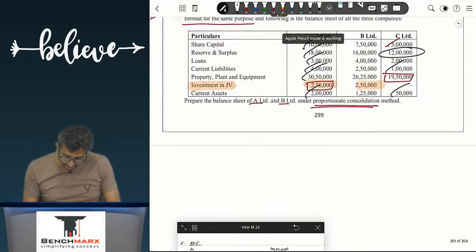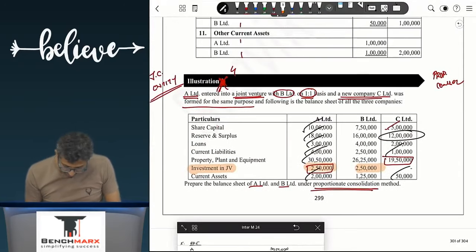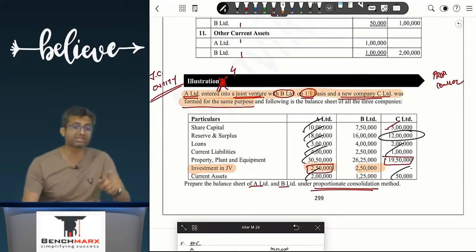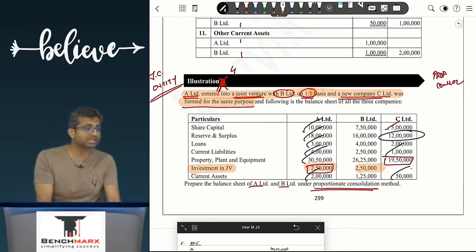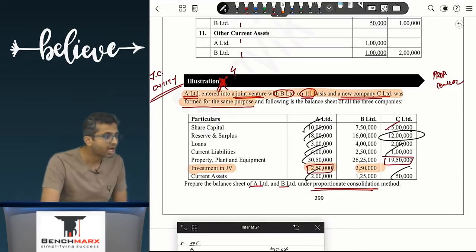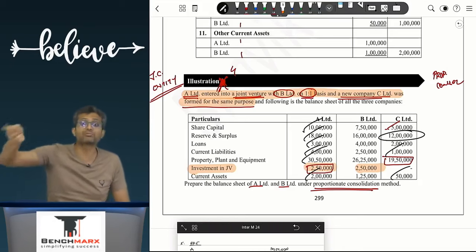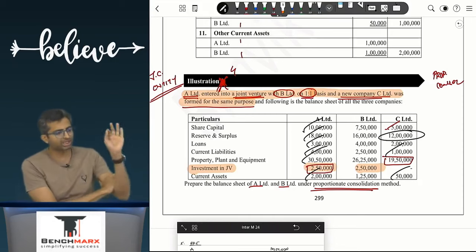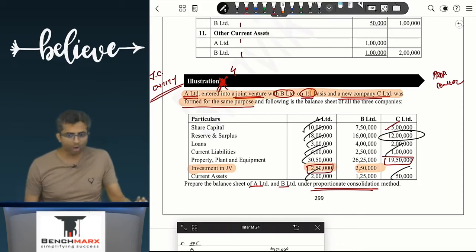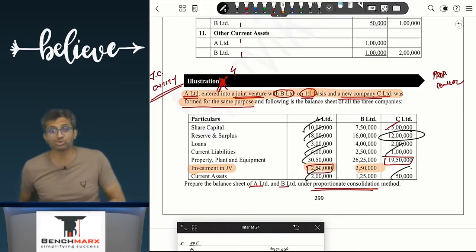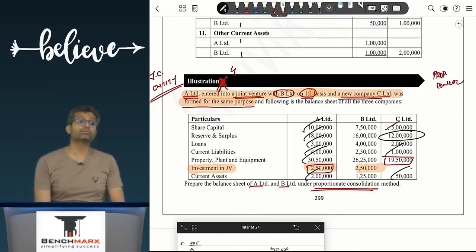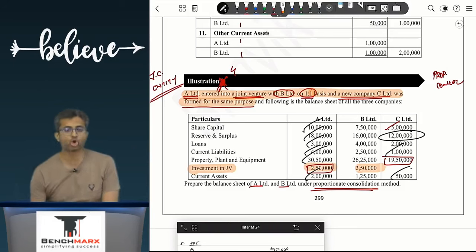Well, the way the language is given, the first line reads, A entered into joint venture with B on 1:1 basis and a new company C was formed for the same purpose. Which means A is holding stake in C from the date of incorporation. On the date of incorporation, are there any reserves? No, it's a new company, which means whatever 12 lakh has been earned must be earned after the date of acquisition. It's a thumb rule that if you acquire stake from the date of incorporation, reserves on the date of acquisition would be nil. As a result, everything that you have earned must be post the acquisition only. So all the 12 lakhs is post profits.